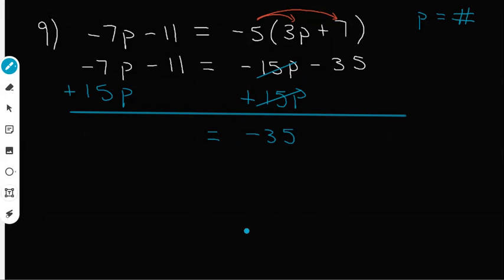But what's going to happen on the left side? I'm going to have 15p plus negative 7p. That's going to give me 8p. And then I'm going to bring down the minus 11. Now I have a two-step equation.